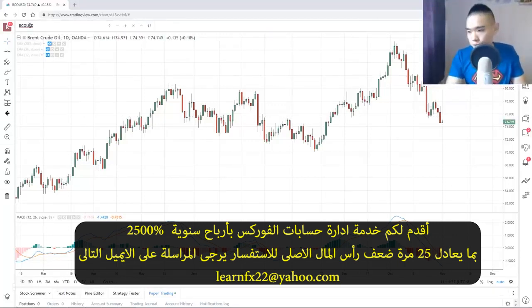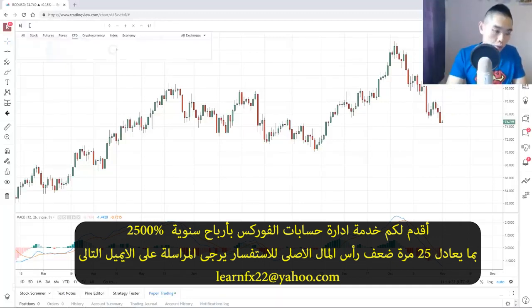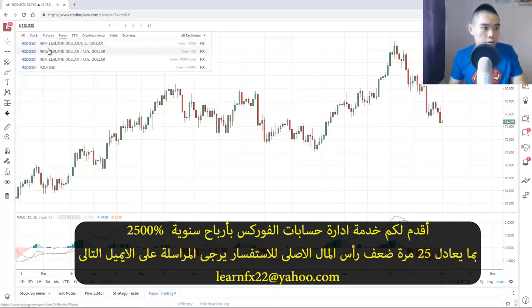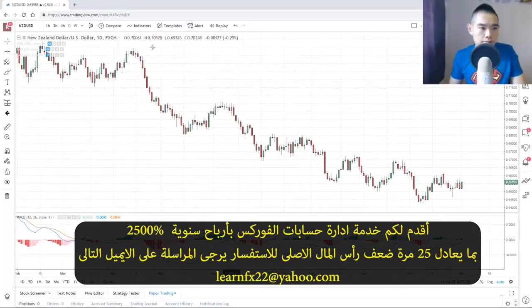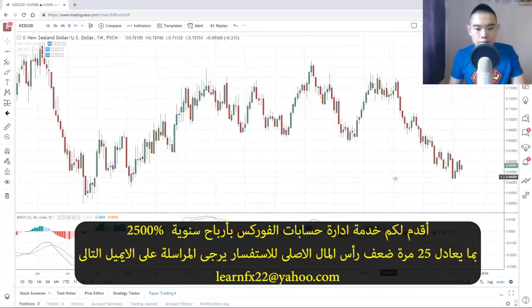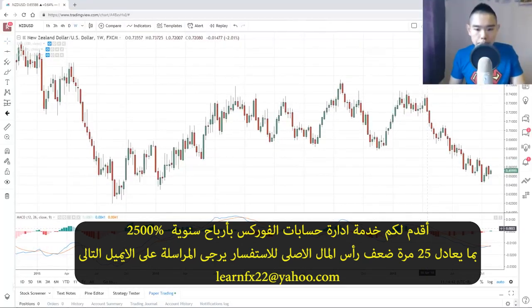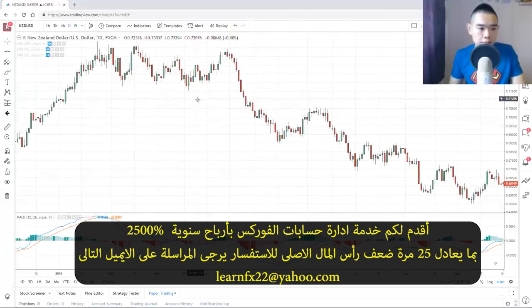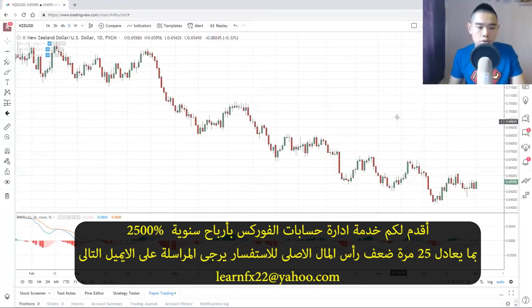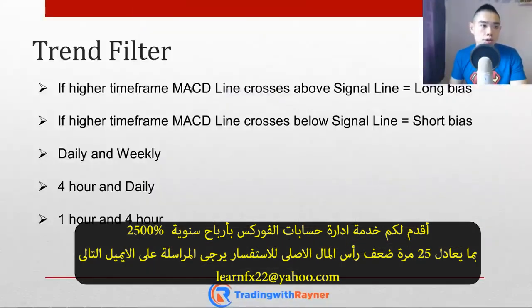Let's see what else. How about let's try New Zealand dollar. Just one more example to hit home my point. Let's say the weekly time frame again. You can see that over here, the blue line, which is the MACD line, crosses below the signal line. So you want to stay short from 16 April 2018. On the daily time frame, 16th of April 2018, which is about here, you would have a short bias all the way down towards the downside. So again, it keeps you on the right side of the trend more often than not. So this is how you actually use the trend filter to trade in the direction of the trend with the MACD.